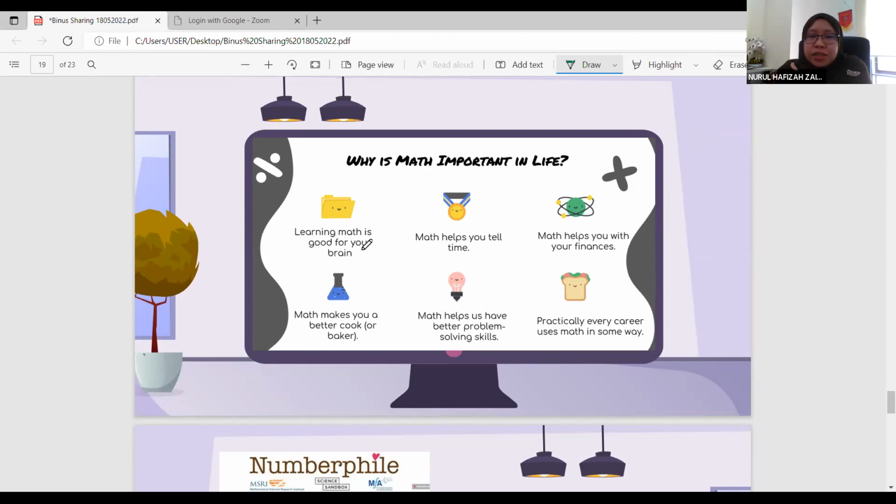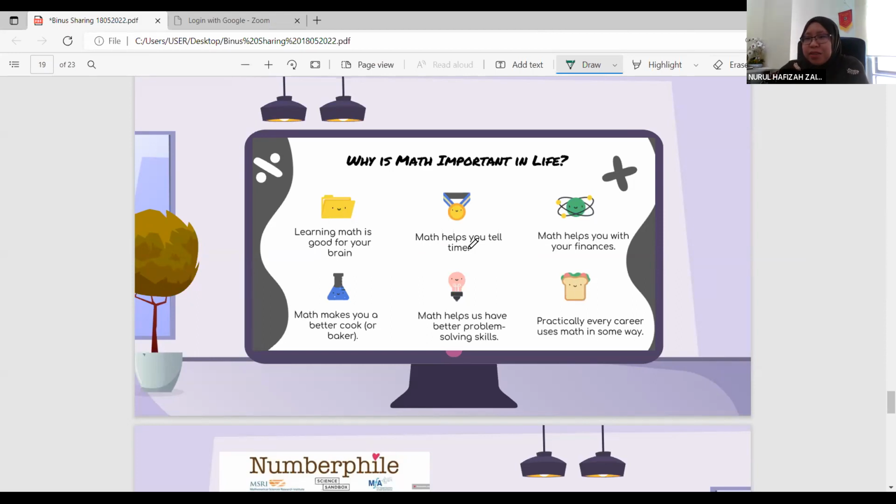So it's good. Just learning maths, this is a general thing. Learning maths is good for your brain. People see only a box, but you see everything on the box. Maths helps you tell the time, how long the parcel takes to arrive at the ground. It can even tell, for a person who has cancer, when he will die.